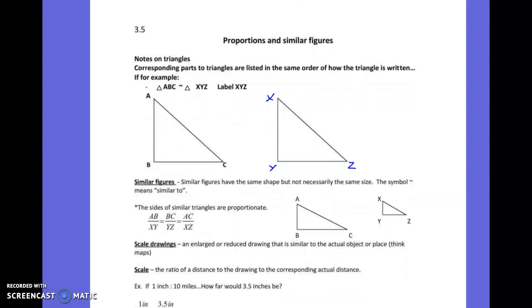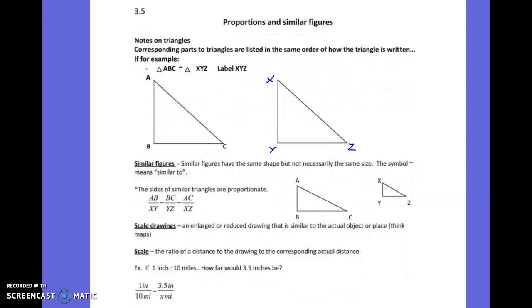The next part in the notes, we talk about similar figures. They have the same shape but not necessarily the same size. So this symbol right here, this little tilde symbol, means similar to, meaning those are the sides that we could compare. So the sides of similar triangles are proportionate.